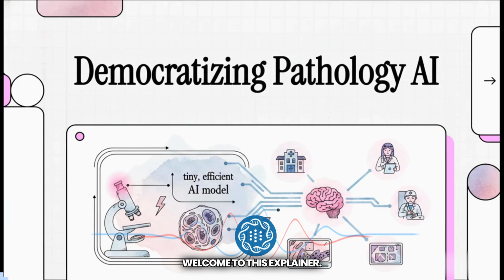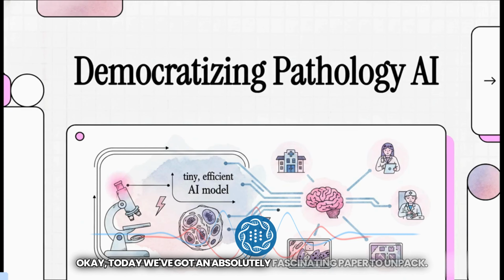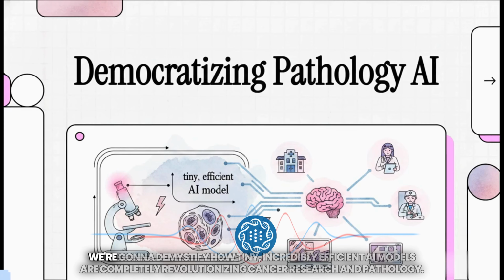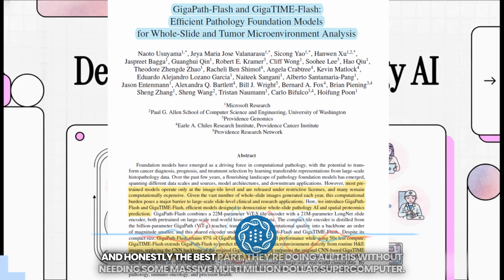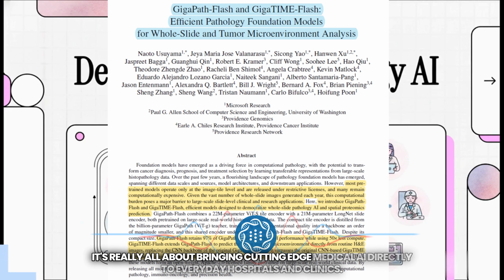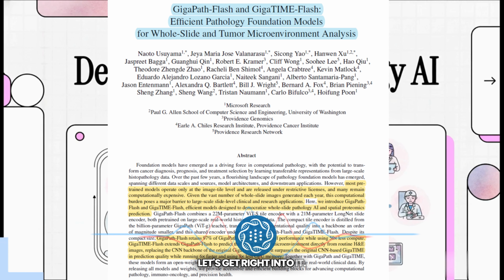Welcome to This Explainer. Today we've got an absolutely fascinating paper to unpack. We're going to demystify how tiny, incredibly efficient AI models are completely revolutionizing cancer research and pathology. And honestly, the best part, they're doing all this without needing some massive multi-million-dollar supercomputer. It's really all about bringing cutting-edge medical AI directly to everyday hospitals and clinics. Let's get right into it.